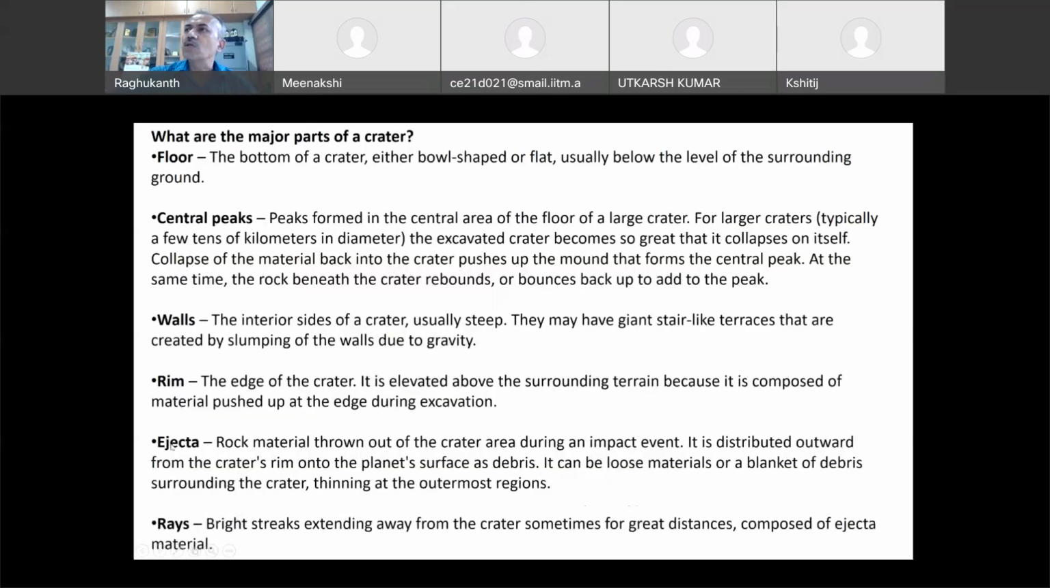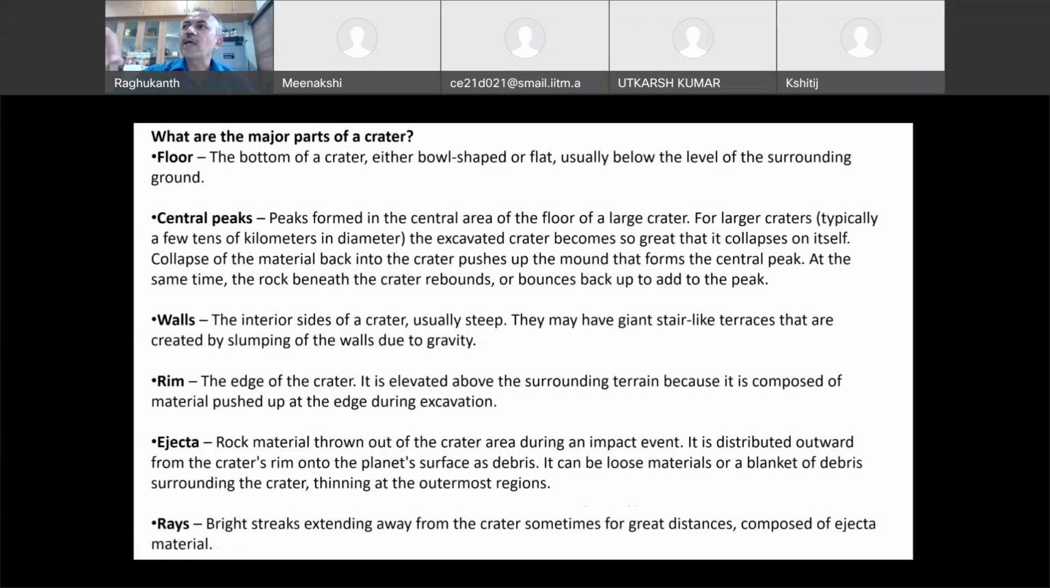And then ejecta also. During an impact, some material just flies off. I will show you why it happens during an impact event. This we call ejecta also, and it is distributed outwards from the crater's rim onto the planet's surface as debris. It is basically some rock that just flies off because of hypersonic velocity, because of the shock waves and other things, compression and tension. I will show you at a later stage.